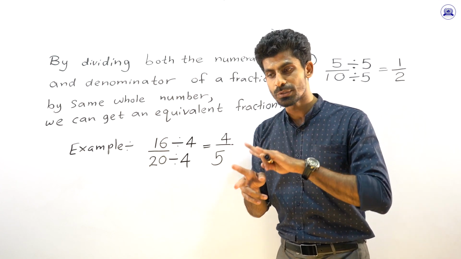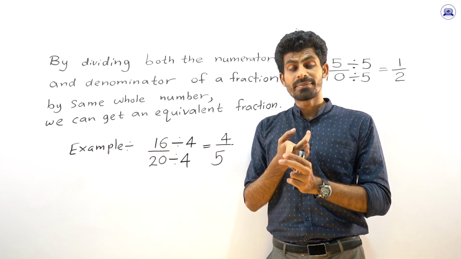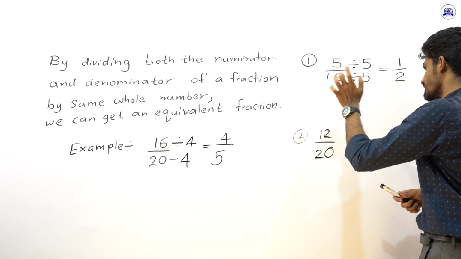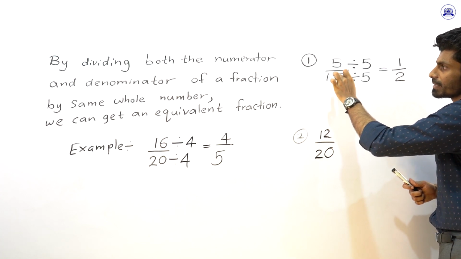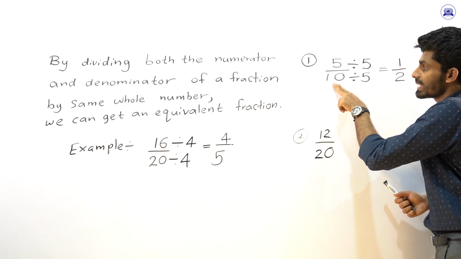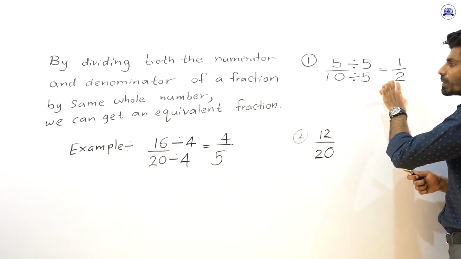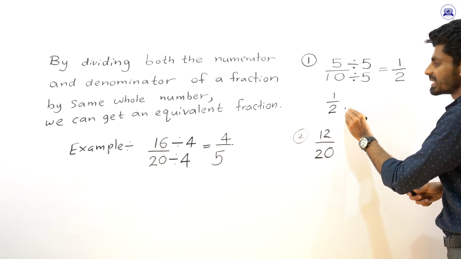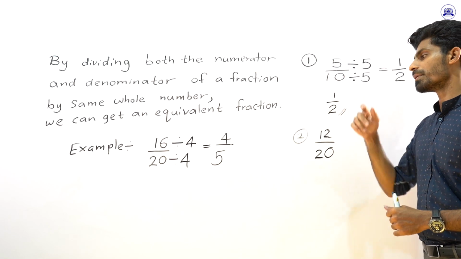Equivalent fraction. Lamai, there are two methods. By using multiplication you can create an equivalent fraction, and by dividing by the same number you can create an equivalent fraction. Look at this one. Question number 1. So 5 over 10. 5 divided by 5, what is the answer? 1. 10 divided by 5, what is the answer? 2. That means 1 over 2 is equivalent to 5 over 10.